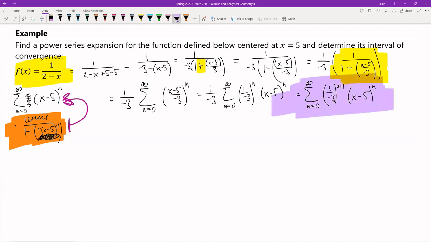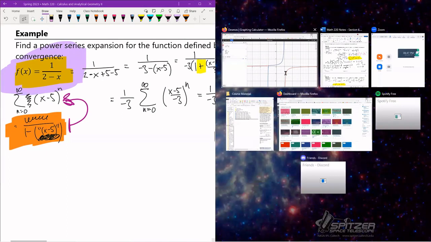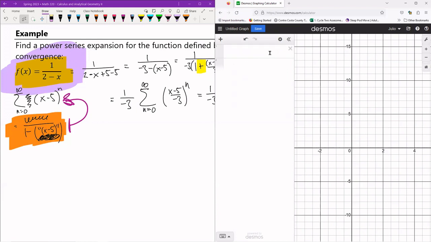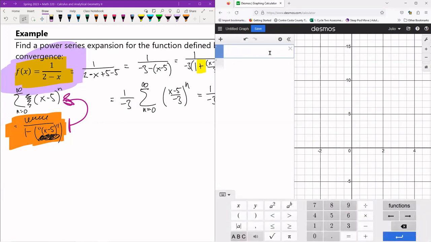All right. Just as a double check, we are hoping that this power series and this function are about close at x equal 5. So if I put the power series in and the function itself in Desmos and graph them, they should be about equal at x equal 5. So let's go ahead and double check that. I'm going to clear these out. There's a reason why I'm clearing them out and then putting them in every time, just to get you guys to see what I'm doing here.